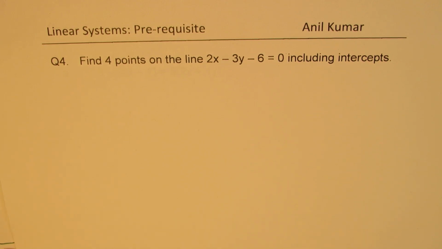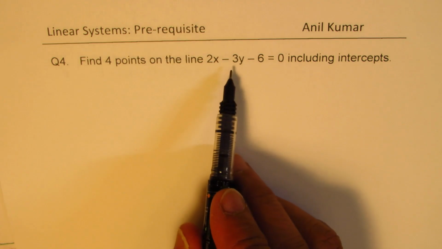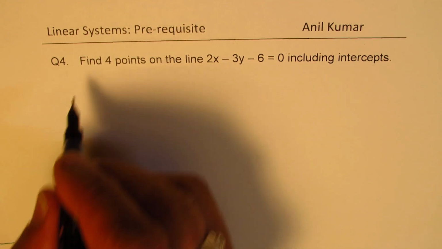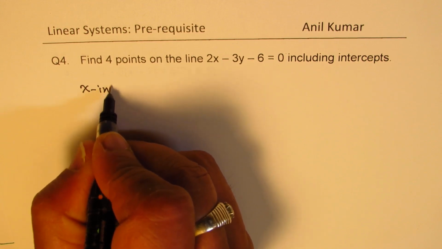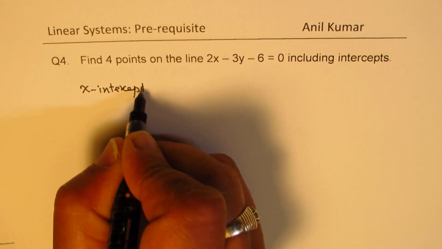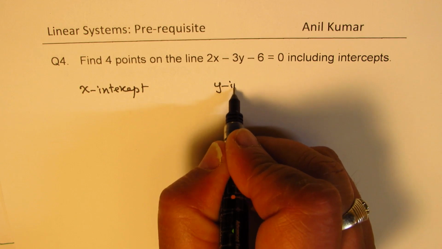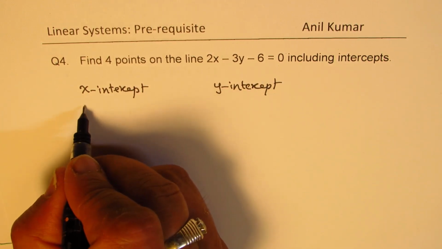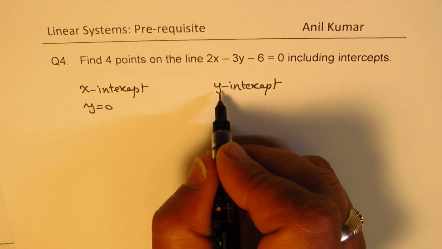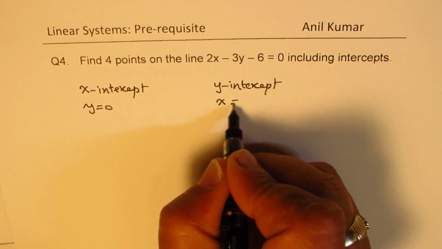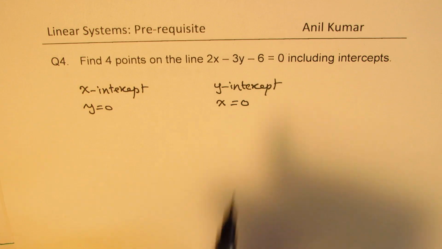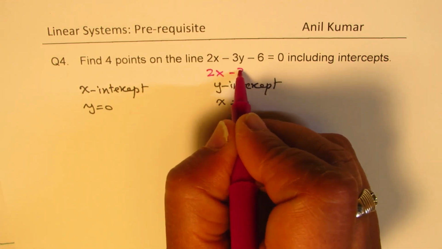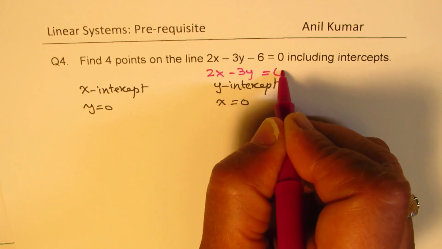Find 4 points on the line 2x minus 3y minus 6 equals 0, including intercepts. So let's talk about the x-intercept and the y-intercept also. The x-intercept is a point where y equals 0. The y-intercept is a point where x is equal to 0, right? So the equation of the line is given to us.